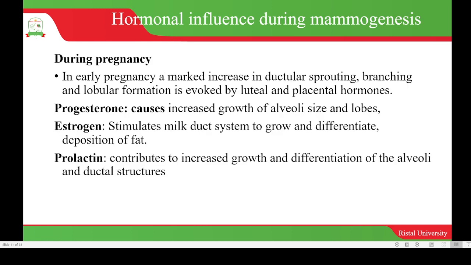During pregnancy, in early pregnancy, a marked increase in ductular sprouting, branching, and lobular formation is evoked by the luteal and the placental hormones. Progesterone causes increased growth of the alveoli size and the lobes, and then estrogen stimulates the milk duct system to grow and differentiate, and also stimulates the deposition of fats. Prolactin contributes to increased growth and differentiation of the alveoli and the ductal structures.